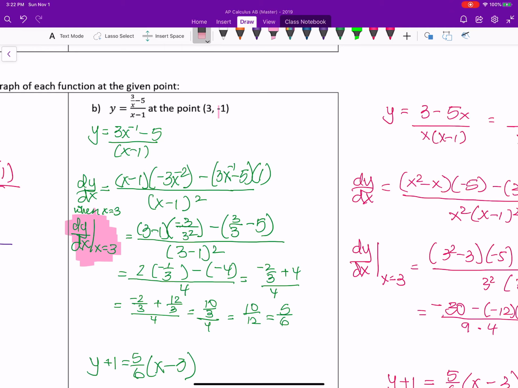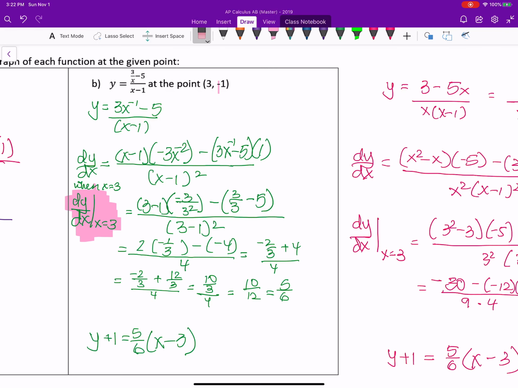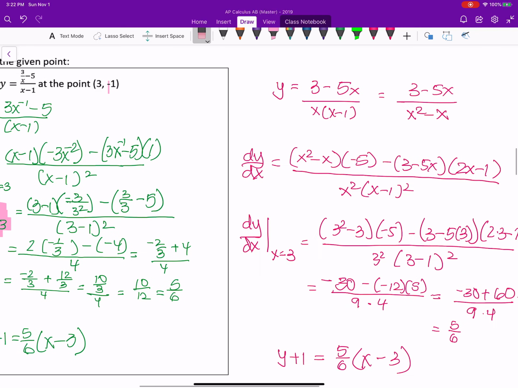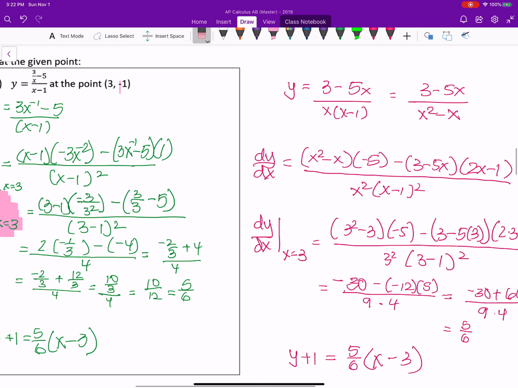All right, so when I substitute all of these things in and simplify, I got 5/6. That means I can write the equation of a line here. On the second one over here, or not the second one, it's the same question. Another option was to rewrite this. Whoops, I've lost a negative one here. Rewrite this by multiplying the numerator and the denominator by x.